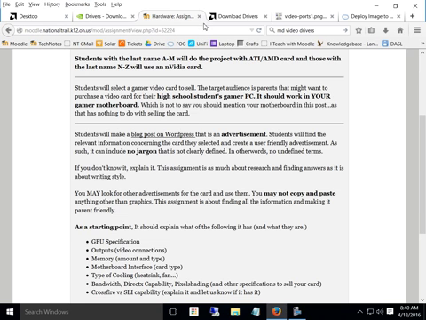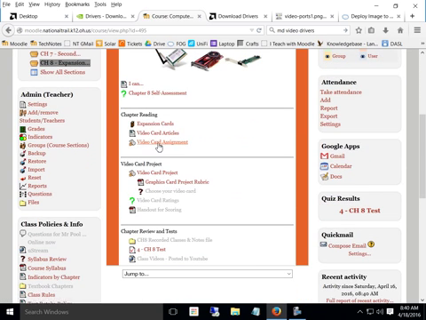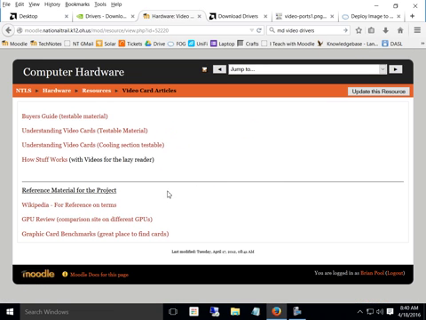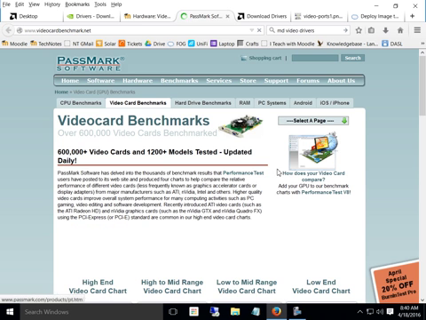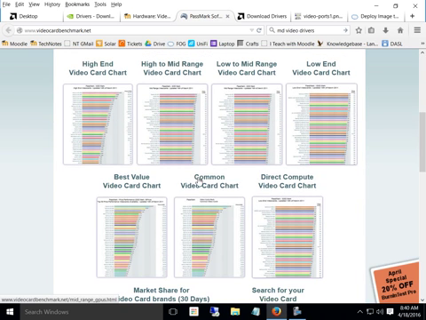Now, one of the things that I have in the information up here with the links and the video card articles is the site that I use all the time, which is PassMark. If you go to PassMark and pick the video cards, it has a whole bunch of different charts that it keeps updated, comparing video cards.